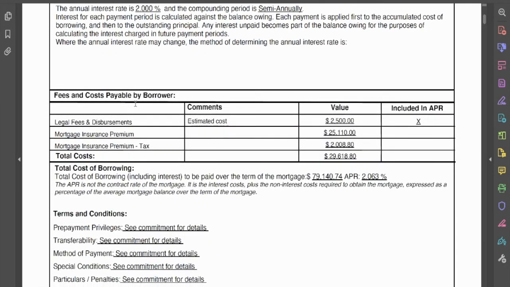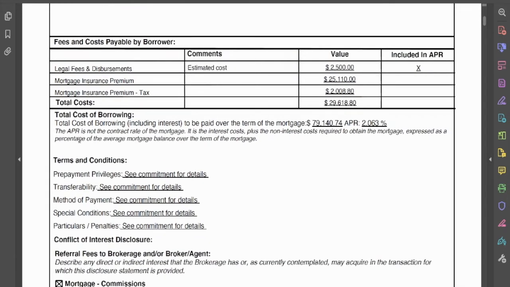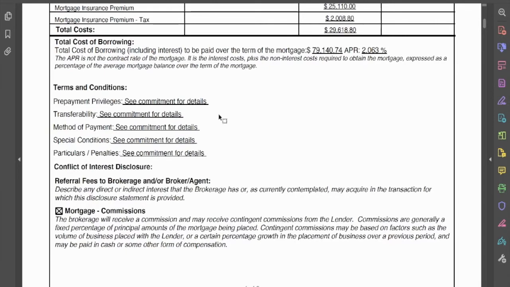Here we have our fees, if any, to close the deal. In this case, this was an insured purchase, so we have an approximate lawyer fee as well as information on CMHC premiums. This here is the total cost of borrowing over the term, in this case for 5 years. In the terms and conditions section, it's left blank as the mortgage commitment received from your lender will have all details on your mortgage loan.